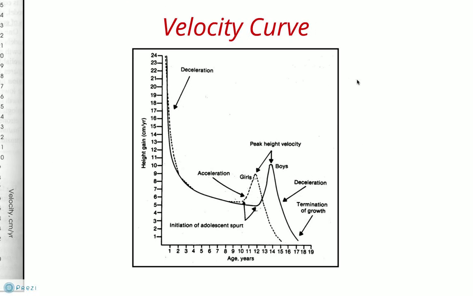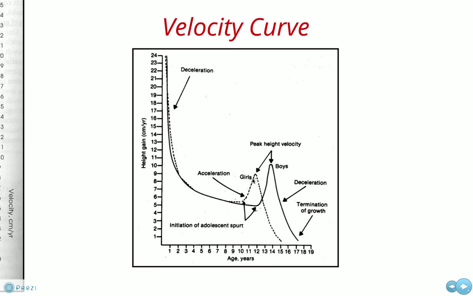This is just another way of representing the growth spurt, but this is what's called a velocity curve. So this is talking about the rate of growth, how much height change occurs in a year. And as you can see, growth is actually fastest in the first 2 years of growth and then just slows down to a very regular rate of growth in childhood. So typically between the ages of 4 and about 10 or 11, that growth is very regular.